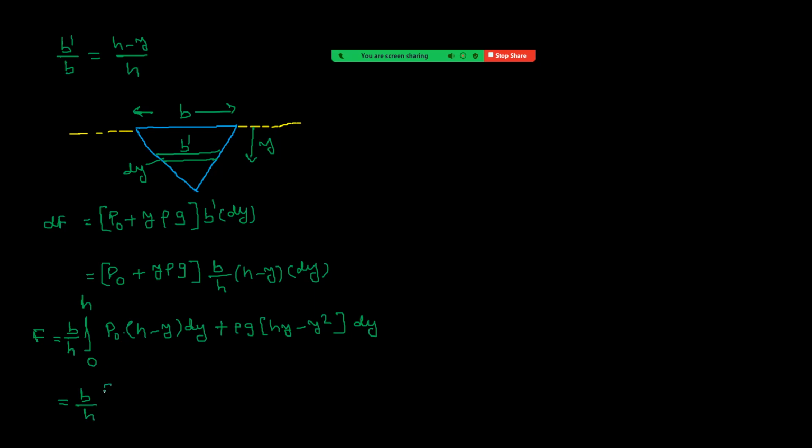B upon h, remaining part P naught into h. That becomes now h into dy, that is h into y, right? H into y minus y dy, y square by 2, plus rho g into h into y into dy. It becomes h into y square by 2. So h into y square by 2 minus y square dy, it is y cube by 3. Right?